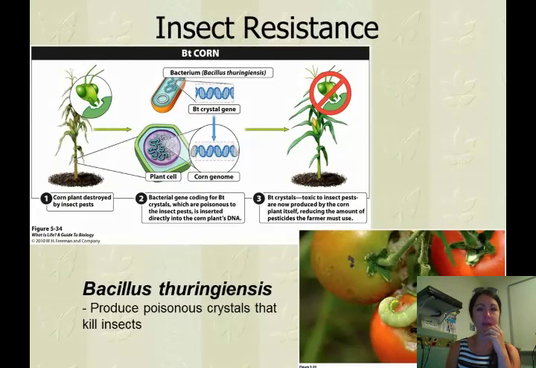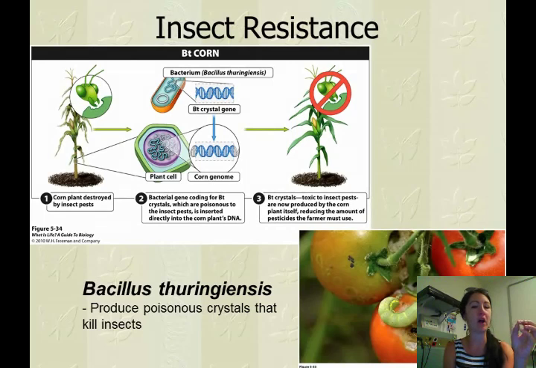So what's another thing that genetic modification does? If you look here, we have what's called Bt corn. It used to be that corn plants could be easily destroyed by insect pests. So the grasshopper comes along and gnaws away on the plant, and the plant is dead. So scientists took a bacterium, and they took a plant cell, and they created what's called Bt crystals. And Bt crystals are poisonous to insect pests, and they don't think that they're poisonous to humans.